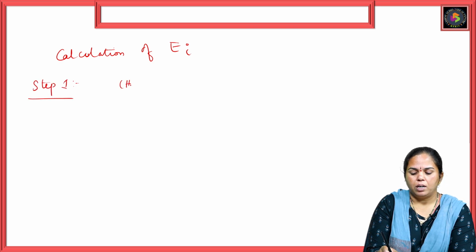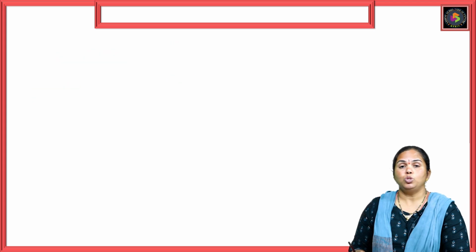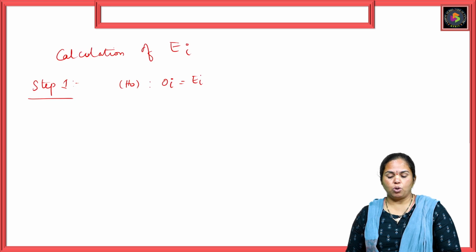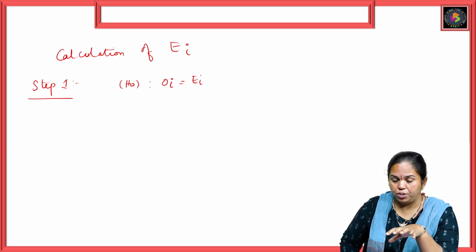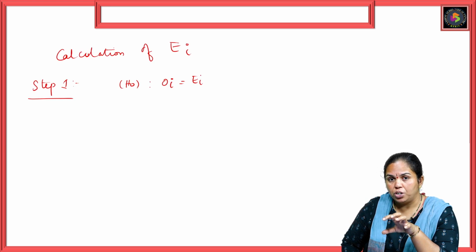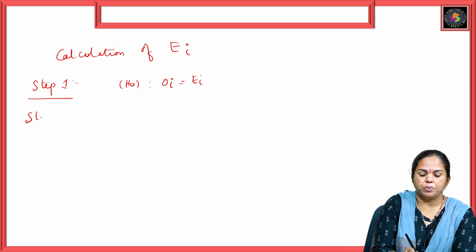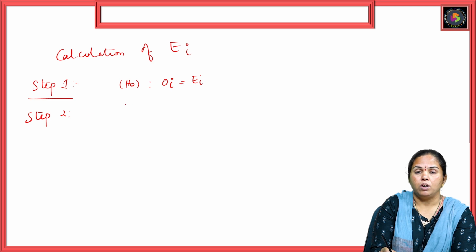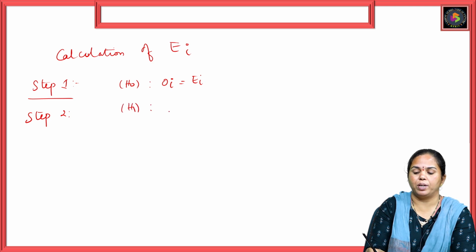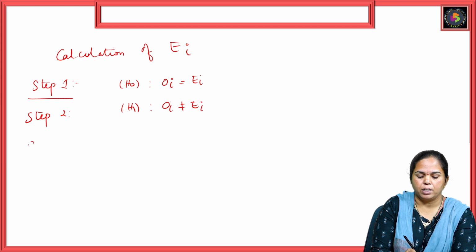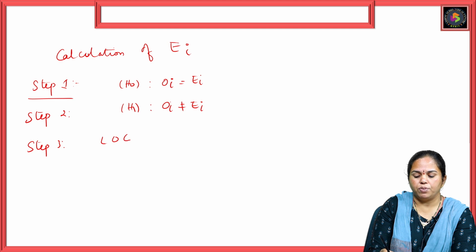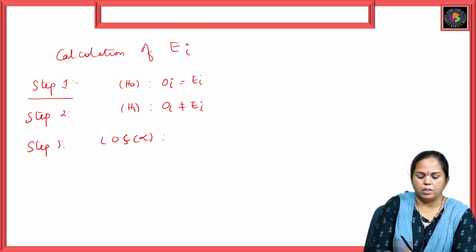Step 1, null hypothesis H naught: OI equal to EI. So here we are comparing the observed and expected frequencies. That is the reason we note it as OI equal to EI. Step 2, alternative hypothesis H1: OI not equal to EI. Step 3, level of significance alpha.